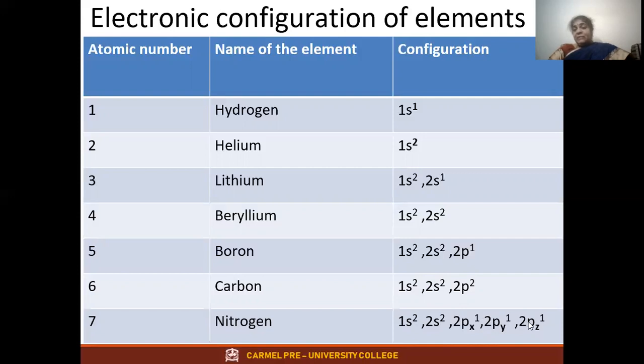P has 3 sub-orbitals. What you should do is give 1 electron to each, because pairing will not happen until you allot it singly. So the remaining 3 electrons of nitrogen, you should write as 2px1, 2py1 and 2pz1. So this will become the half-filled configuration. So this is how you have to write the configuration for nitrogen.